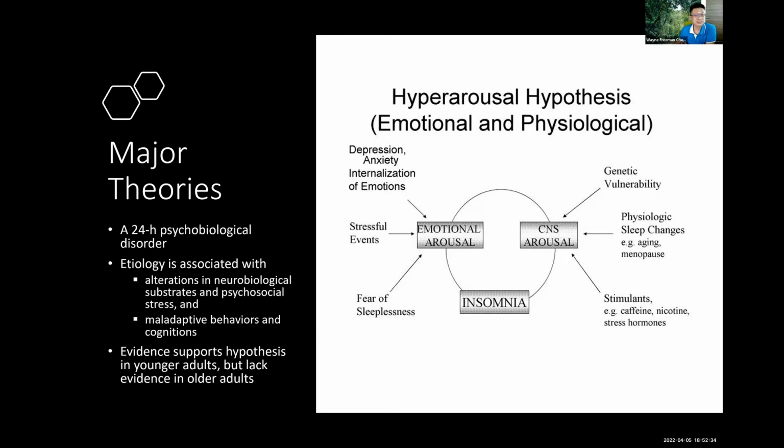The etiology is associated with alterations in the neurobiological substrates and psychosocial stress, and maladaptive behaviors and cognitions that I mentioned earlier that tend to perpetuate rather than remedy the sleep problem. Evidence supports this hypothesis among younger adults, but among older adults, unfortunately, we do not yet have strong evidence. So this is one theory that might be used to try to understand sleep problems among older adults, but at the moment we do not have enough research that supports this among older adults.